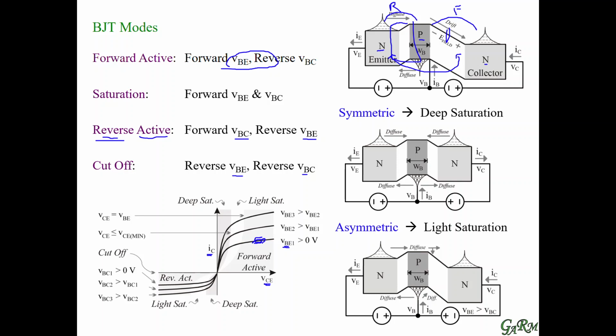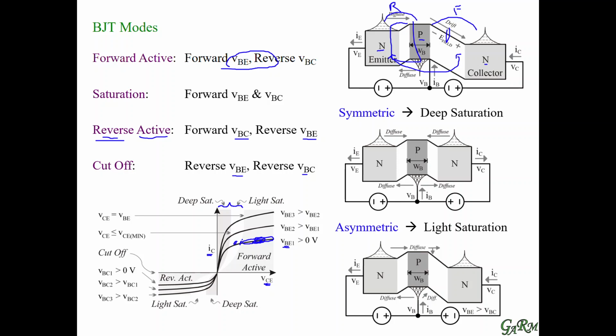So we get some sort of collector current. As the collector voltage changes, we get a slight variation in collector current, and that's the result of base width modulation. Now, when the collector voltage drops below the base voltage, we enter saturation, and this whole region here is saturation.